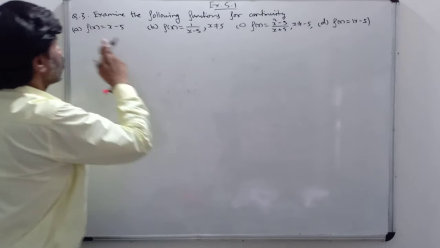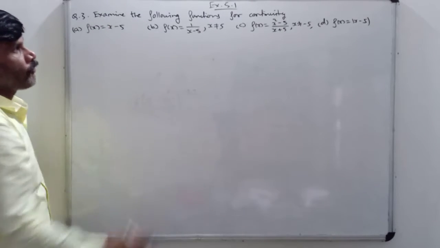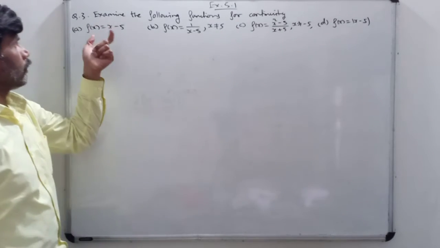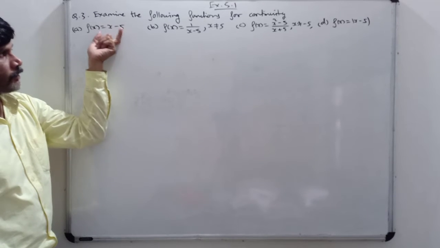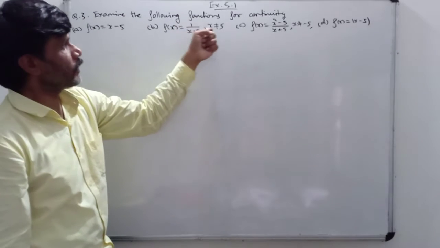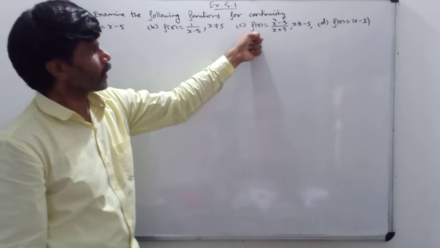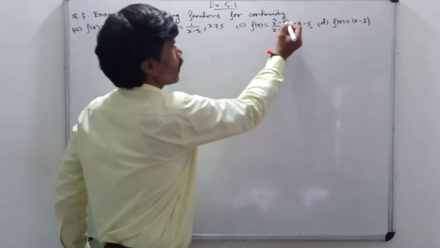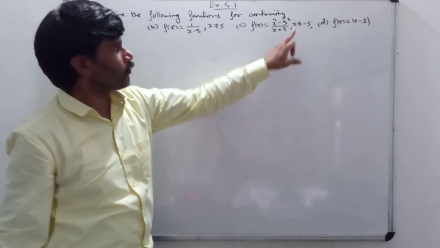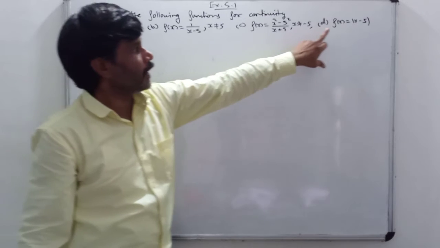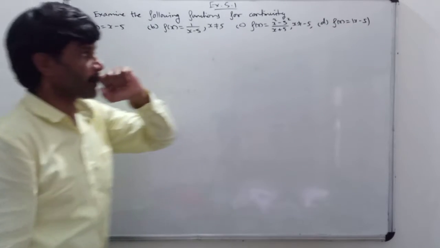Exercise 5.1, question number 3. Examine the following functions for continuity. First, f(x) = x − 5. Second, f(x) = 1/(x − 5) when x is not equal to 5. Third, f(x) = (x² − 5²)/(x + 5) where x is not equal to −5. And fourth, f(x) = |x − 5|.